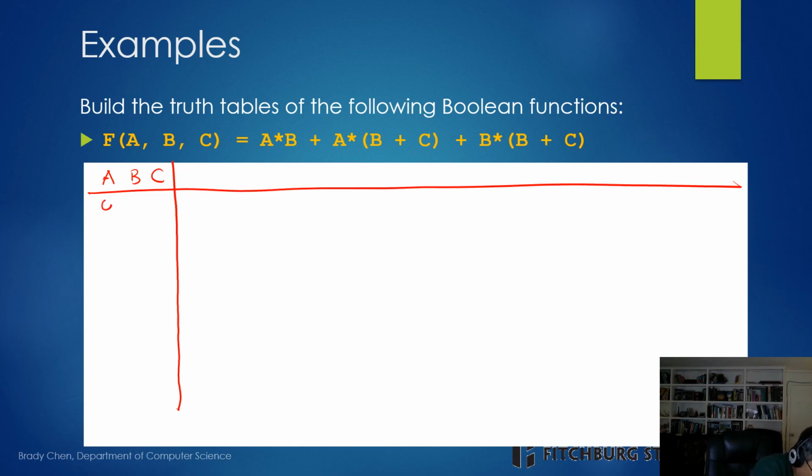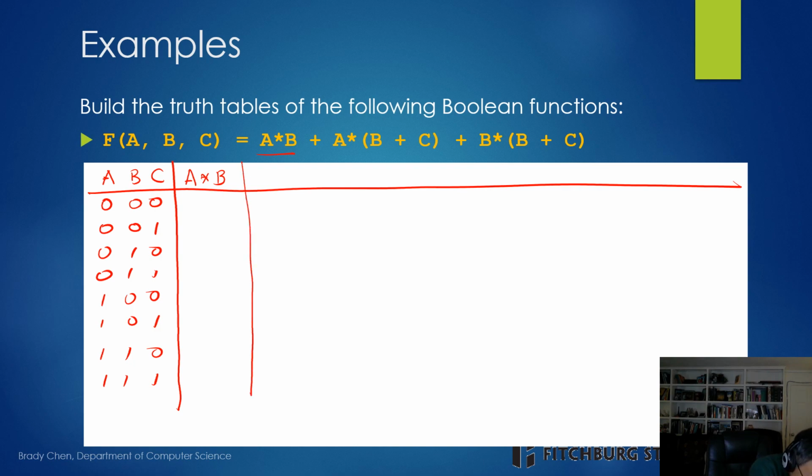So the first one is 0, 0, 0, then 0, 0, 1, 0, 1, 0, 0, 1, 1, 1, 0, 0, 1, 0, 1, 1, 1, 0, and 1, 1, 1. Okay, so again, the first thing we need to calculate is A and B, because that's something we need to have.